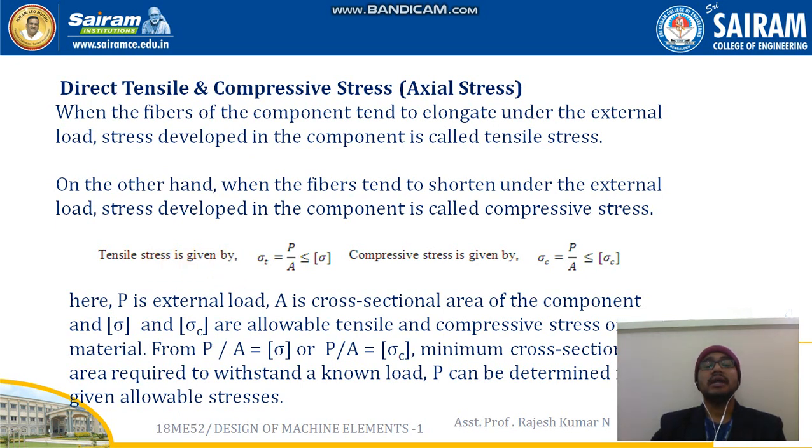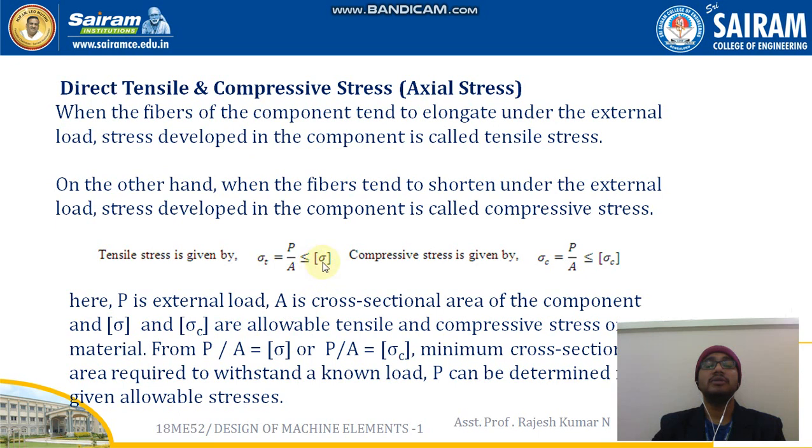Theoretically, tensile stress can be written as, here you can see sigma T indicates tensile stress, which is equal to load by area, that is P by A. And for the compressive stress, which is denoted as sigma C, again equal to P by A, that is load by area. Here P is the external load and A is the cross sectional area of the component. For both tensile and compressive stress, the theoretical value should be less than or equal to the allowable stress.